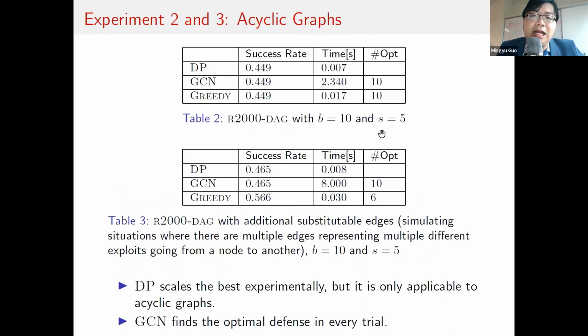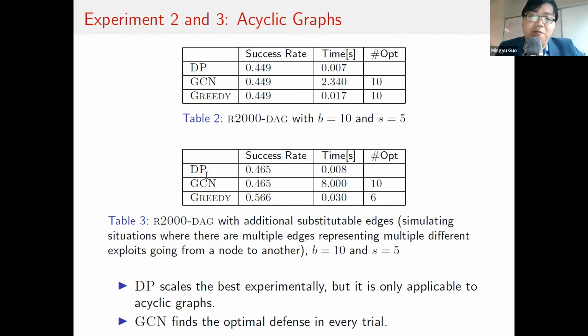Okay. And then we experiment with our DP algorithm that requires an acyclic graph. So we run it on R2000 DAG with 10 as the budget and 5 as the entry nodes. And then for DP, we can run DP now, and we get the exact optimal solution. We can run GCN, we can run greedy, and then it turns out that they are all producing the optimal result. Every trial, out of 10 trials, they are all optimal.